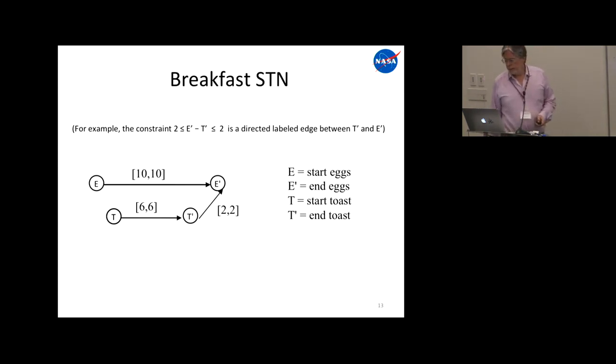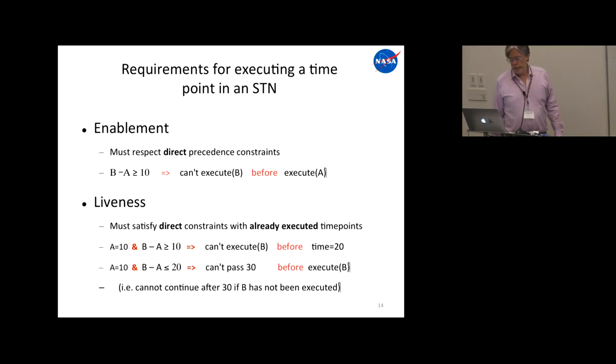Okay, so we're not going to talk about how this plan was generated, we're going to talk about how this plan gets dispatched. Dispatching this plan would be assigning basically a schedule, assigning specific times to each time point, okay? So a dispatcher can't just do that without any thinking. There are two basic requirements for executing a time point in a simple temporal network. One is called enablement, and the other is called liveness.